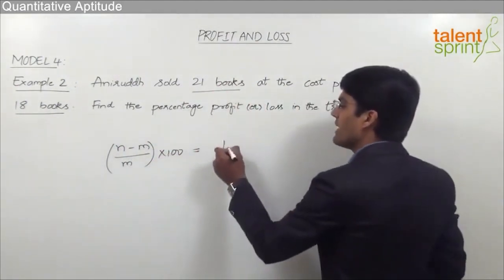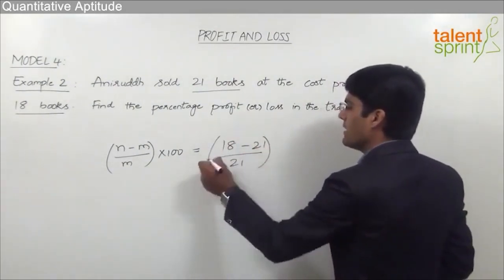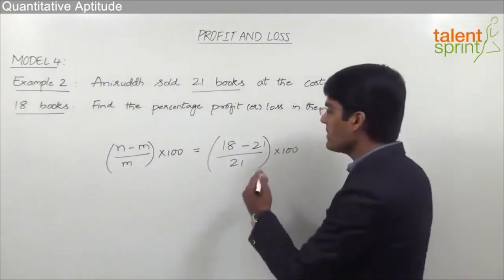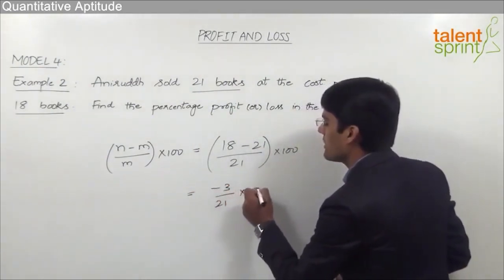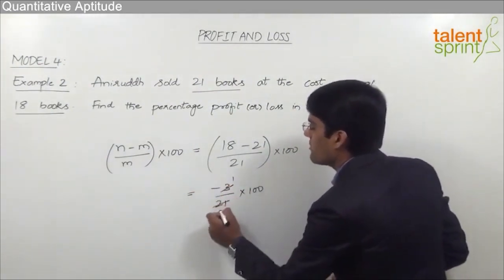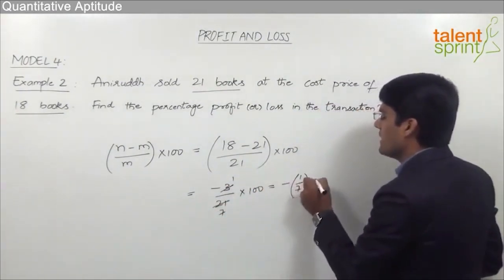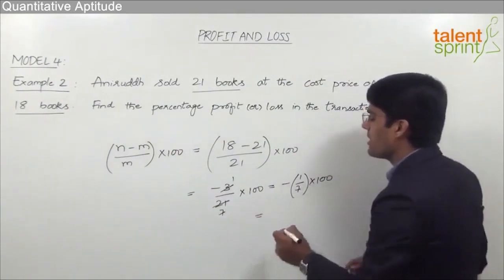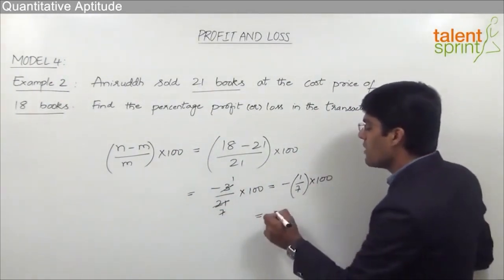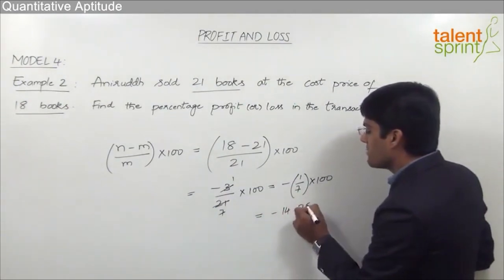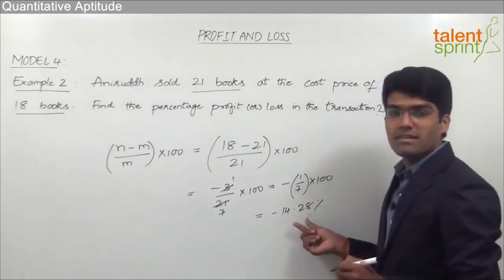So let us substitute the values. (18 minus 21) upon 21 into 100. So this will be equal to minus 3 by 21 into 100. And this can be taken as 1 by 7. So the final answer should be minus of 1 by 7 into 100. And from the knowledge of fractions into percentages, we know that 1 by 7 is nothing but 14.28%. So minus sign here indicates that this is a percentage loss.